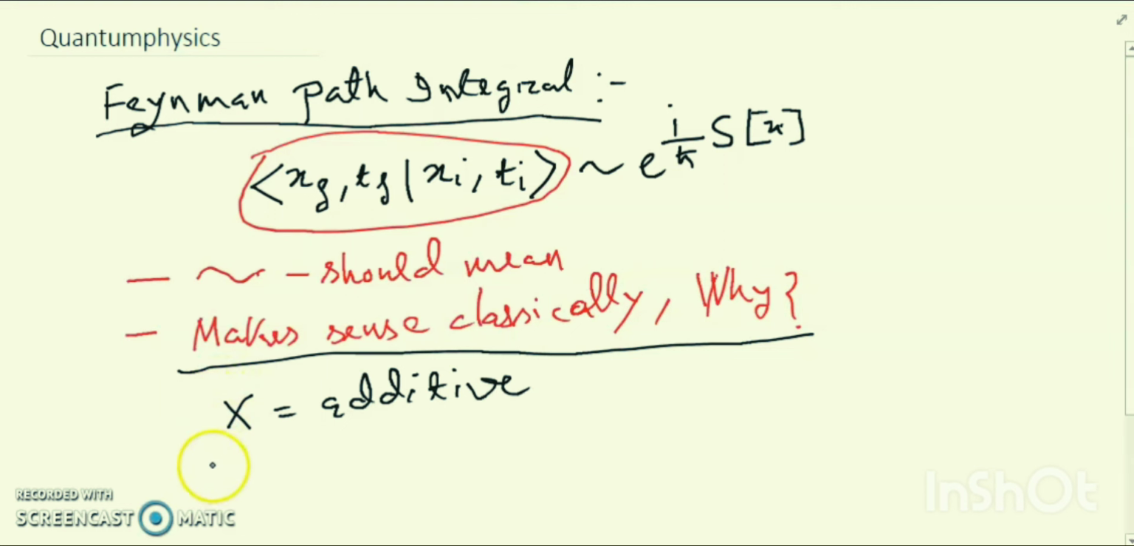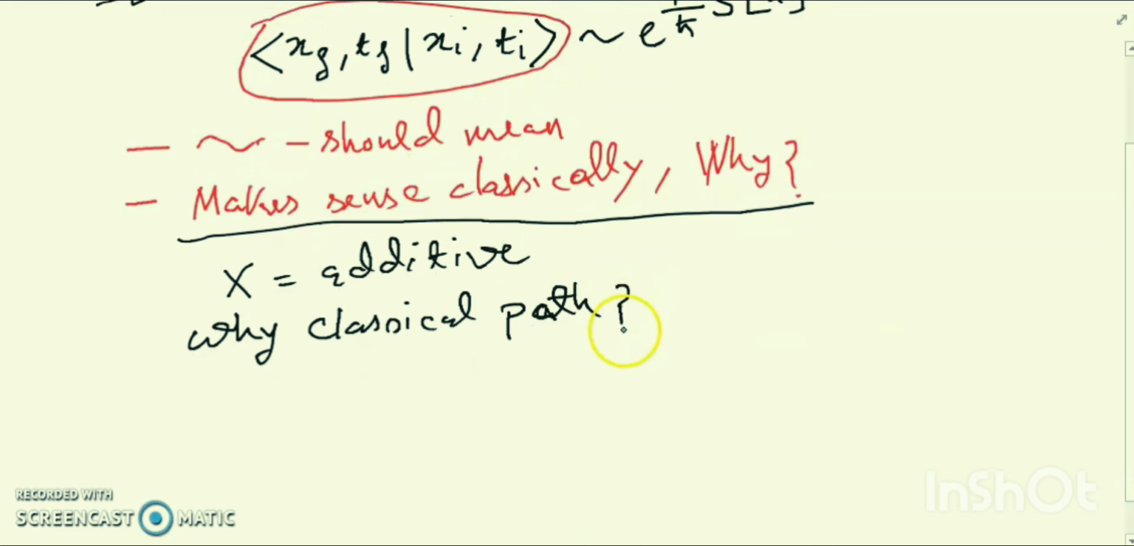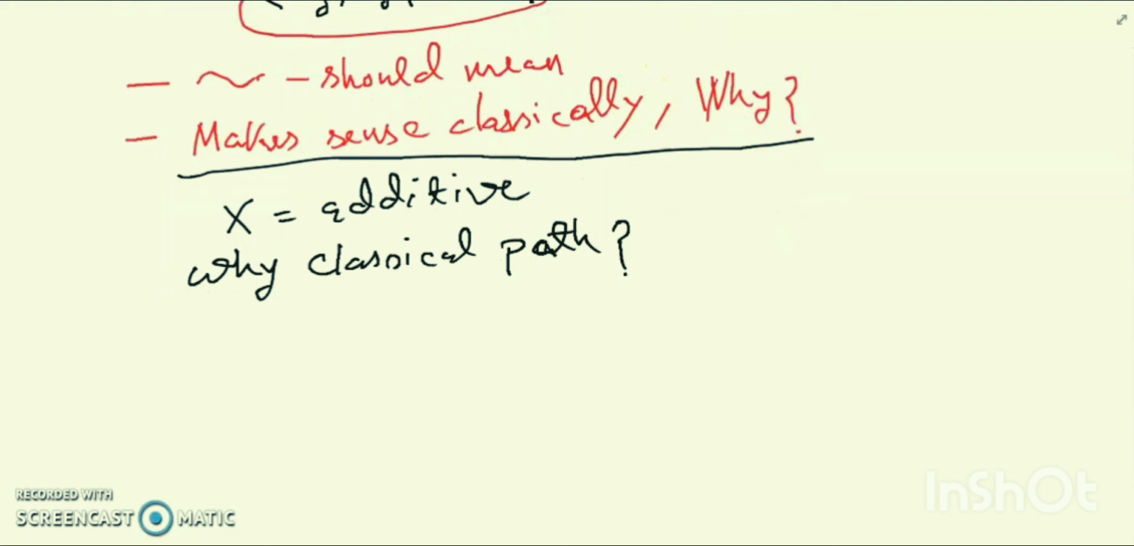Now the question is, classically, it makes sense, so why classical path? So Sx is additive along the path. Okay, so Sx is additive along the path. Let us draw a diagram.